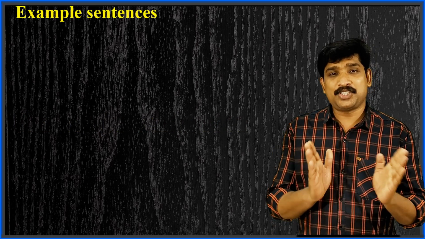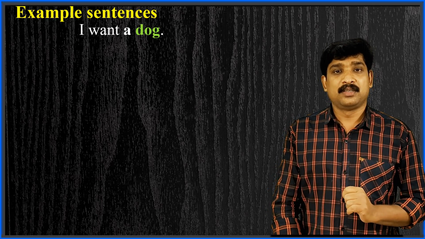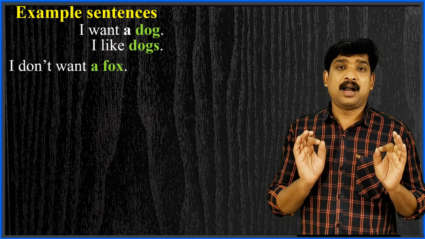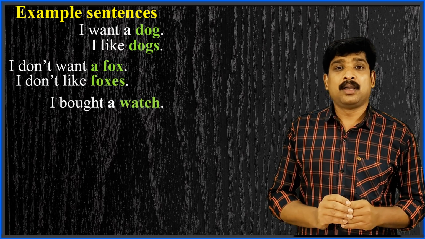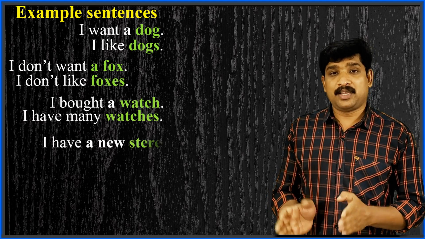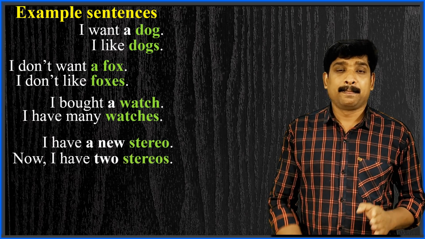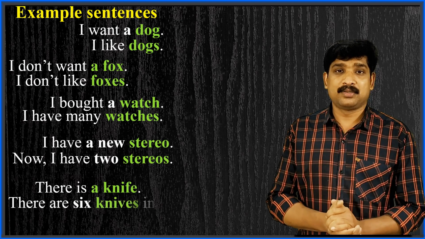I have some example sentences for you using singular and plural nouns. Let's get started. First, I want a dog. I like dogs. The second sentence, I don't want a fox. I don't like foxes. I bought a watch. I have many watches. I have a new stereo. Now I have 2 stereos. There is a knife. There are 6 knives in the kitchen.